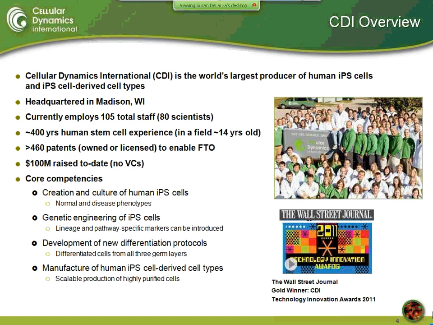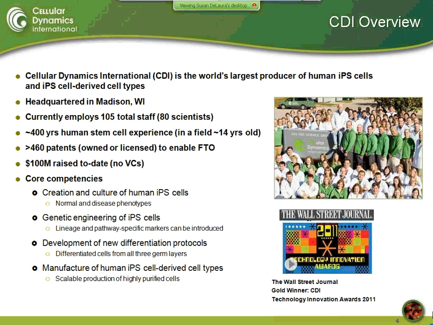So very briefly, Cellular Dynamics is, for anyone that doesn't know, a company that makes human iPS cells and iPS cell-derived cell types. We are located here in Madison, Wisconsin. We have four main core competencies that we focus on. One is the creation and culture of human iPS cells from both normal and disease phenotypes, as well as genetic engineering of these iPS cells, so being able to introduce lineage and pathway-specific markers that will allow for more utility of those particular cells.